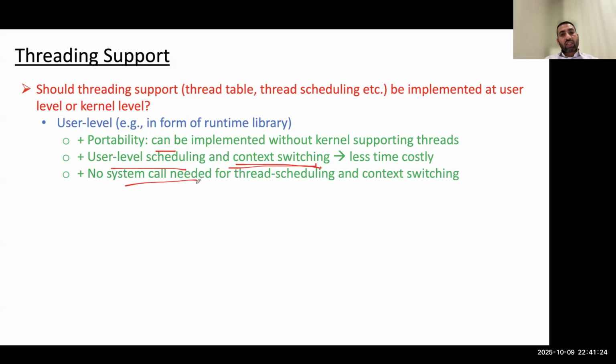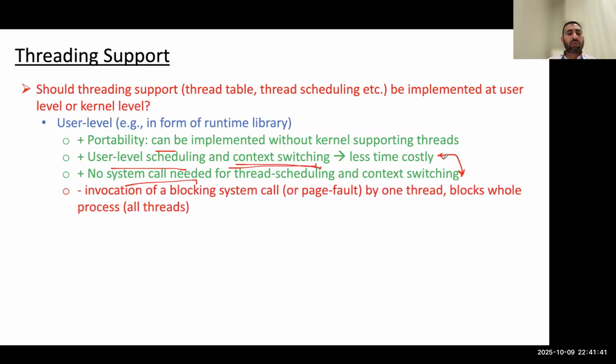Also, we don't need to make any system call for thread scheduling and context switching, basically for the same reason, because these two statements are two different versions of the same thing, right? Since we are not making any system calls, thread scheduling and context switching will be less expensive.